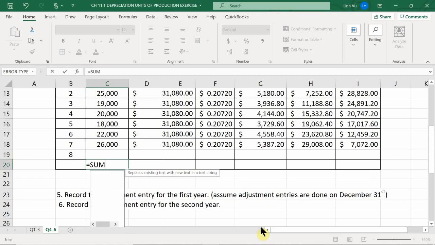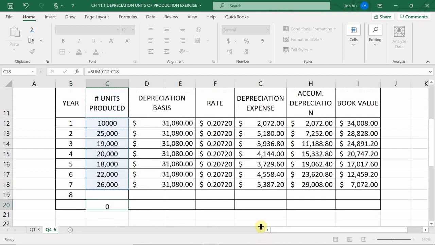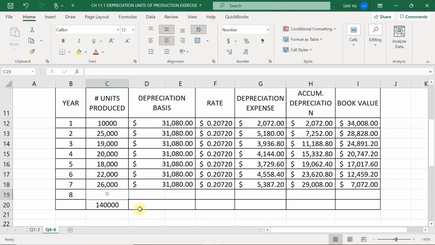So in this case, I'm going to do a quick sum here. If you add these all up, you currently have 140,000, so you need 10 more thousand to get 150,000. So if I need to drive 10,000 more miles for the last remaining of its life, of course, the depreciation basis is going to stay the same, as well as my rate. So in this case, what's my depreciation expense going to be for year 8?